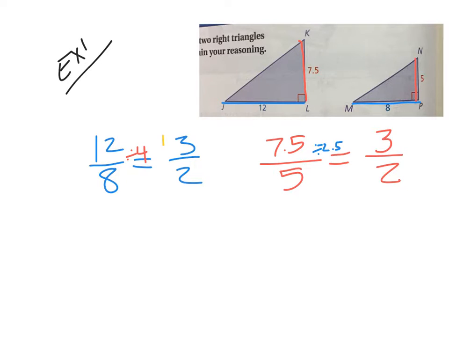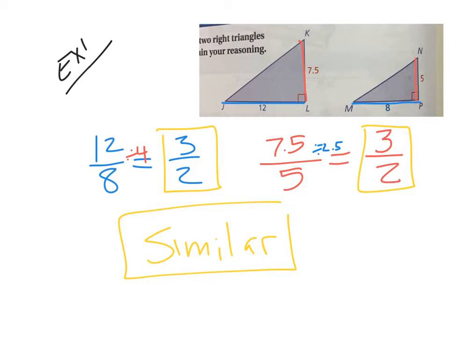Now, did these reduce to the same fraction? Yes. So then these triangles are what? They are considered similar. The way you would write this officially, we have done this before, is you would say triangle JKL is similar to triangle MNP.